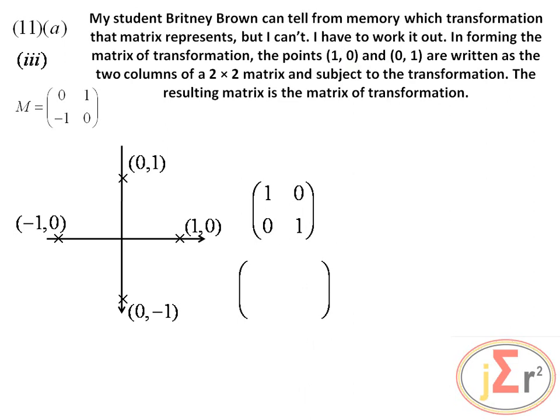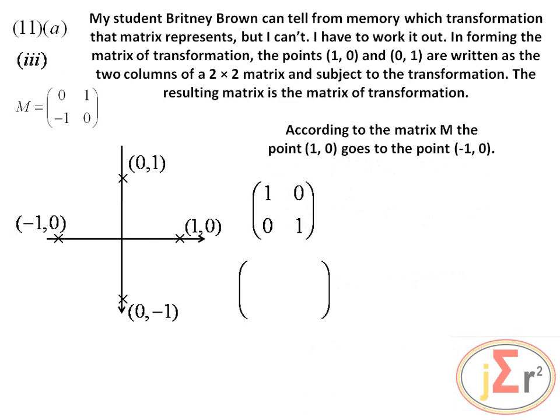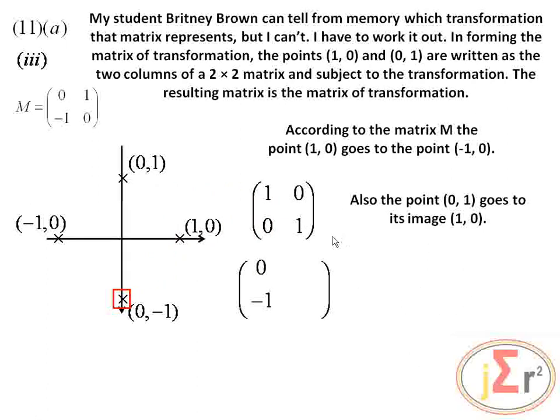Then subject each one to the transformation. 1, 0 will go to 0, negative 1. So this is 1, 0, this is 0, negative 1. So 1, 0 will go to 0, negative 1. And what about 0, 1? 0, 1 will go to 1, 0. Also, the point 0, 1 goes to its image 1, 0.